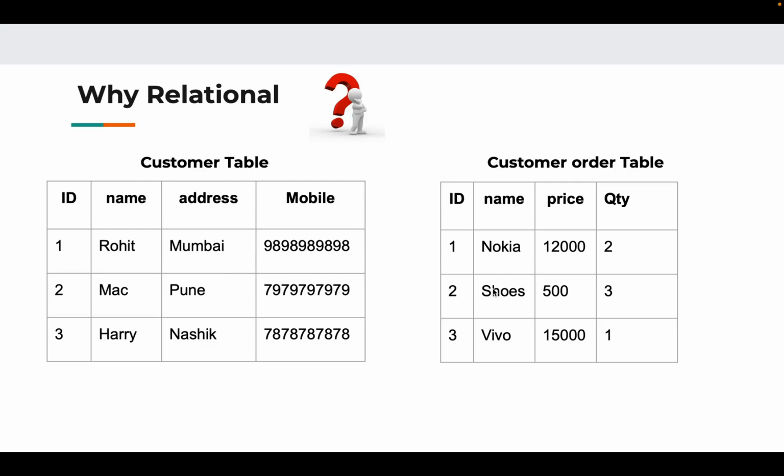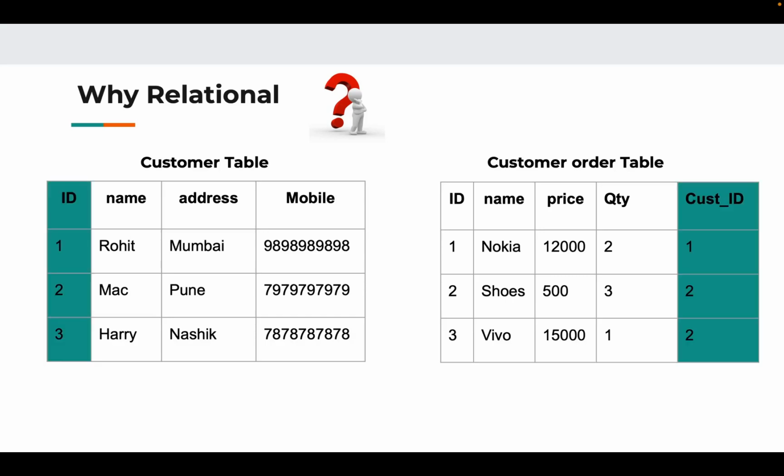That can be made by adding a column in the customer order table called cust ID, which stores the ID of the customer who has ordered it. Now if I ask who has ordered the Nokia product, you can see the customer ID is 1, you can go to the customer table and find the details of the person who has ordered. You can get the address to deliver, and a mobile number to send the delivery or logistic details. Similarly, if I ask who has ordered the Vivo, you can see the customer ID is 2. Now you can go to the customer table and see Mac, whose address is Pune, whose mobile number is this, has ordered those shoes as well as the Vivo.